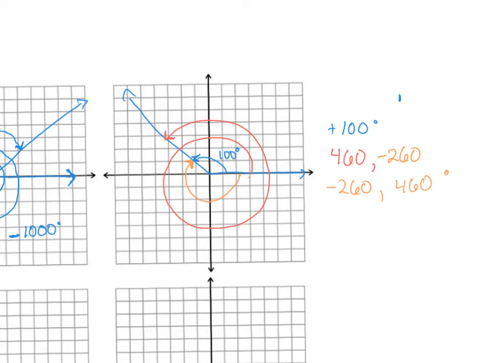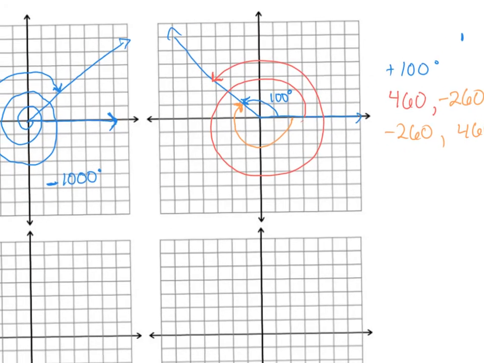degrees as our coterminals. Coterminals are just two angles that meet up where your angle is at. One going in the negative direction, one going in the positive direction.